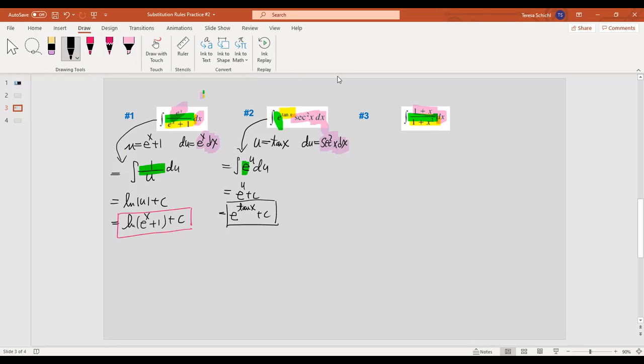So what works? You say u is equal to 1 plus x squared. Then du is equal to 2x dx. So you go back here and check. You say, okay, 2x dx, but my remaining is 1 plus x dx. It doesn't match. So maybe I need to do something different.